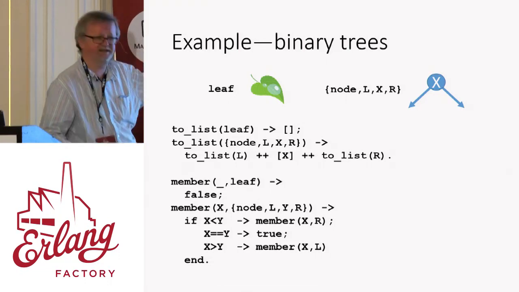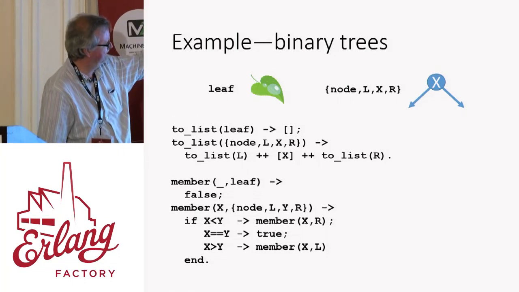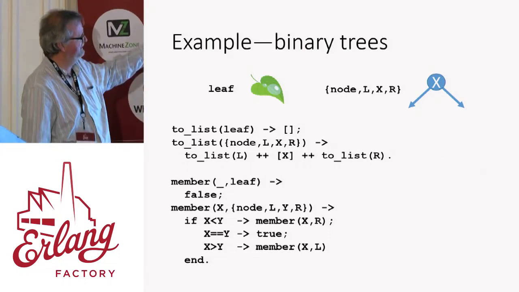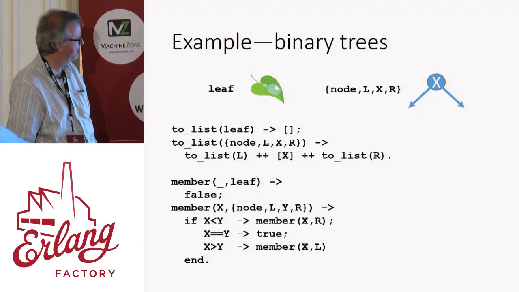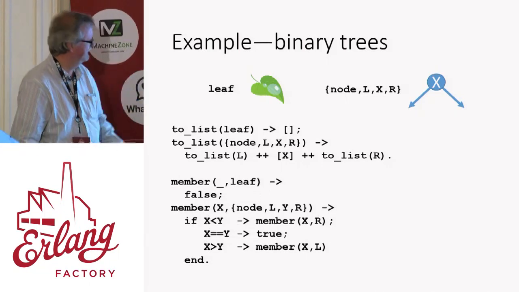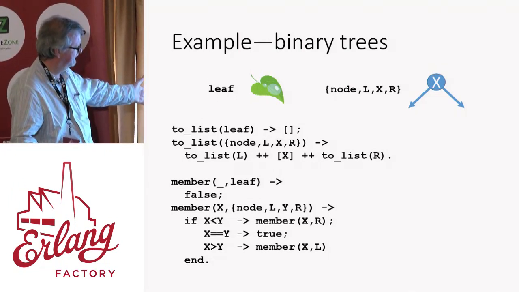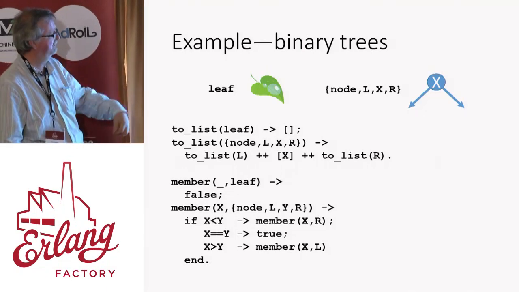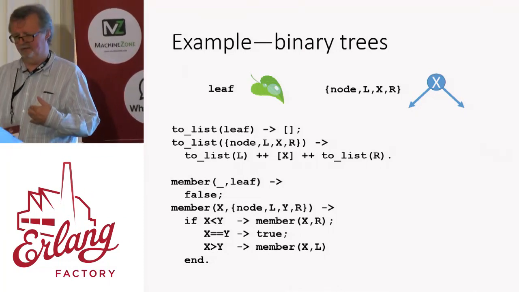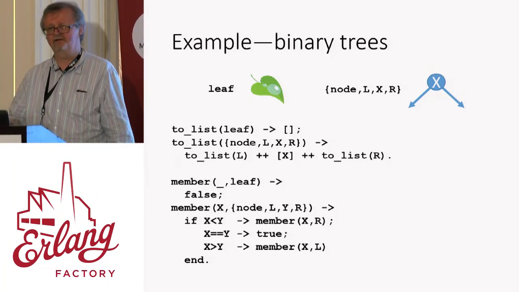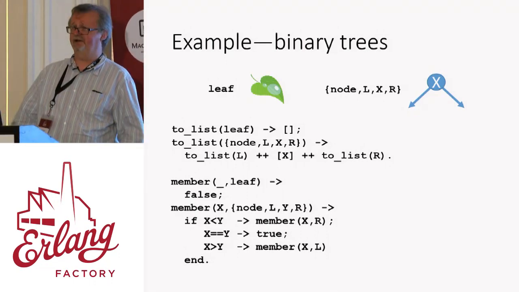And here are a couple of functions that I want to provide on my trees. toList just converts a tree into an ordered list. A leaf is mapped to the empty list. A node you make a list out of by making lists from the subtrees and concatenating them together. And here's the member function. Very straightforward. If you want to test whether something is a member of a leaf, well, it's not. Otherwise, you compare the thing you're looking up with the value in the node, and then if it's less than, you go to the left subtree. If it's equal, well, you found it, and if it's greater, you go to the right. It's very easy.